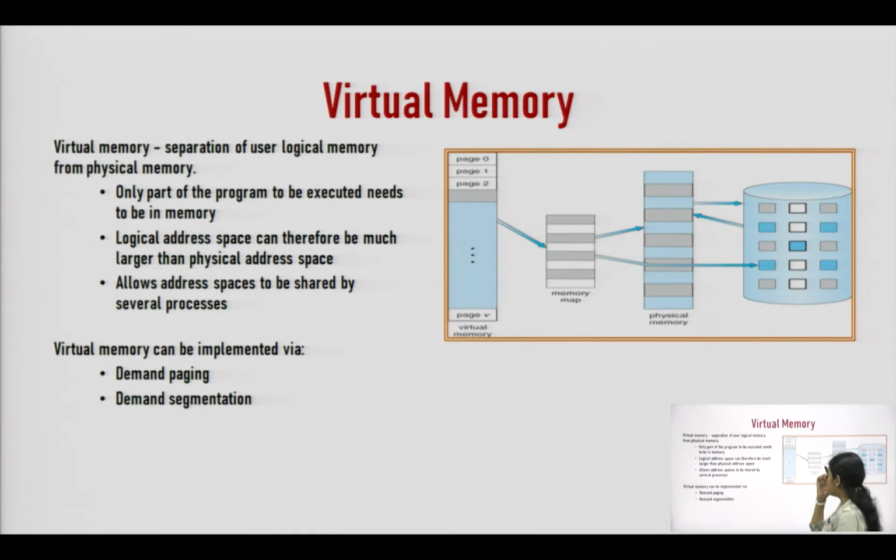Now, in the diagram here you can see we have a virtual memory where we have n number of pages, page 0, page 1, page 2 up to page V. Then we have a memory map, where we know how these pages will be mapped into the physical memory. This is our physical memory where actually the process is stored for execution. And this is our backing store.